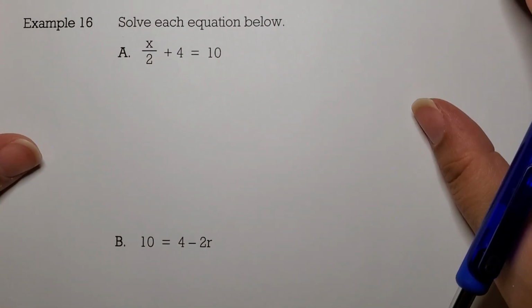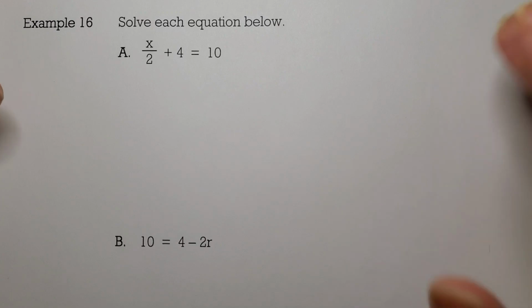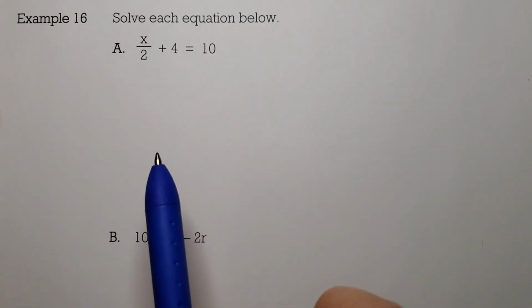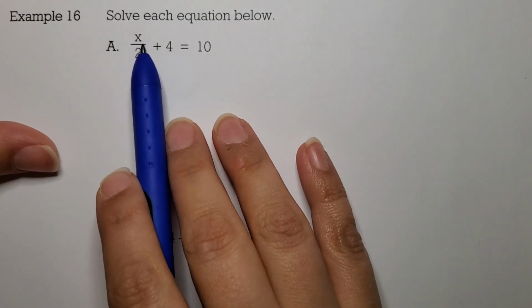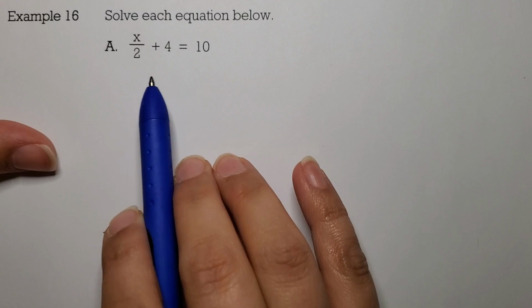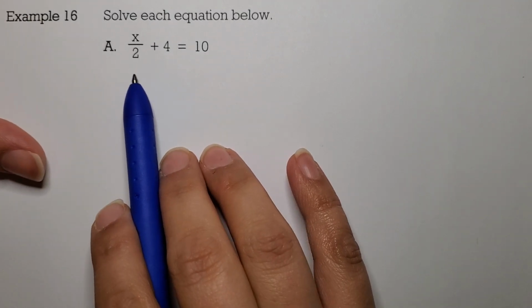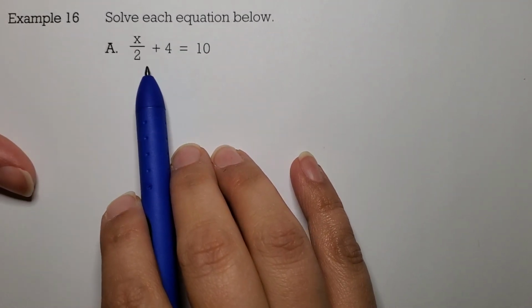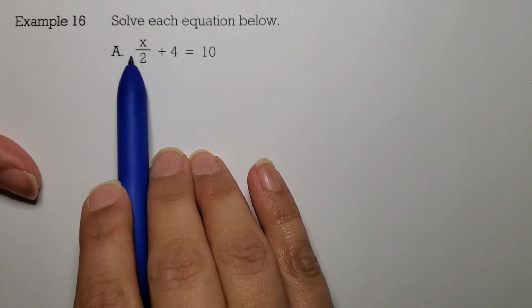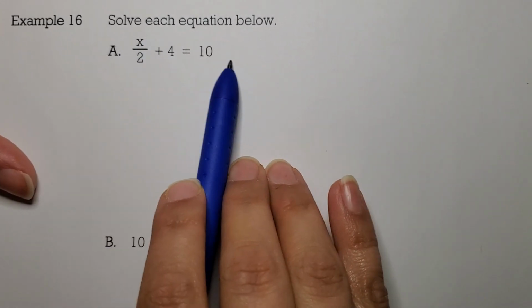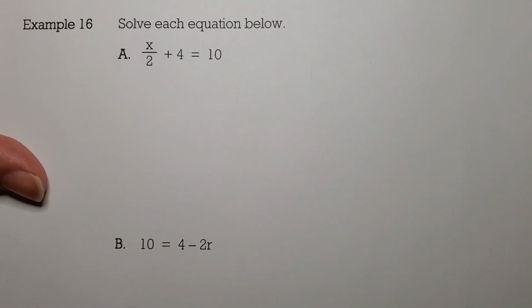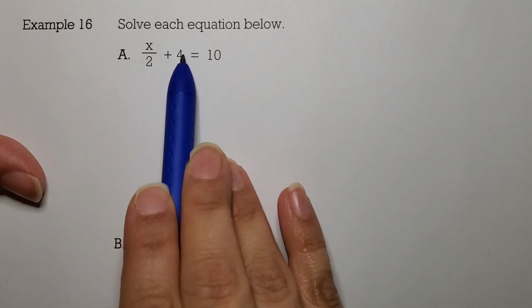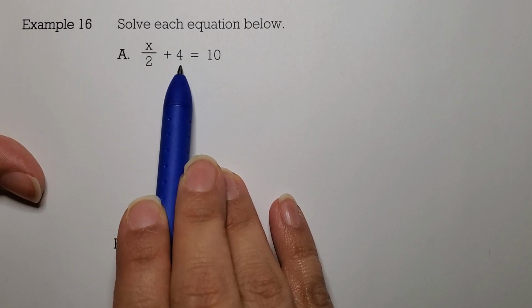So, solve each equation below. When I look at this equation, I'm going to think of this as division, not as a fraction. I notice that at the beginning, all of my variables are on one side. The x is only on one side of this equation. What I want to do is move the thing that doesn't have an x to the other side. In this case, this 4. There's no x attached to this 4.